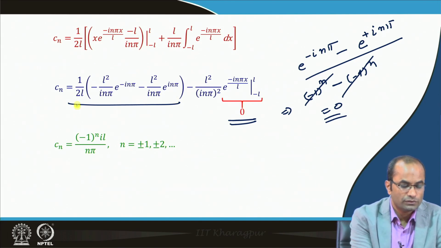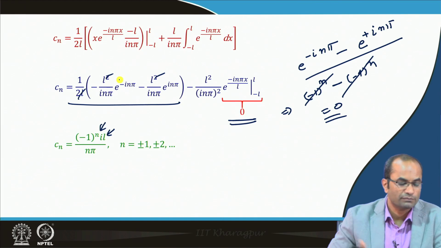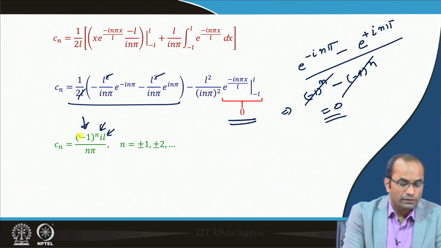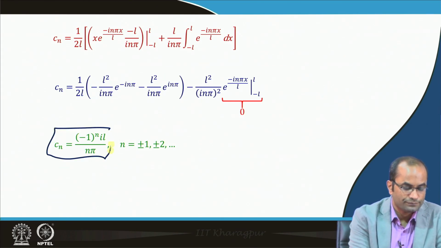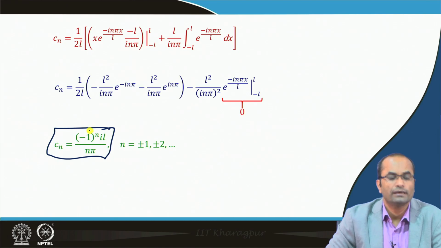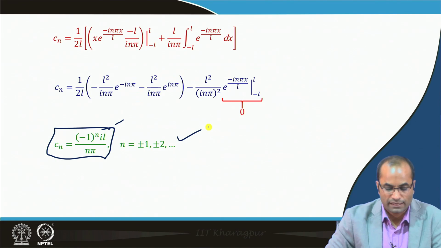Now we can simplify the first one. So, 1 over 2 L. This L will get cancelled with this L, and the i we can multiply and divide, so minus i square. So, both terms will become positive, and we have e power i n pi or e power minus i n pi, both are minus 1 power n. So, in very compact form we have this coefficient C n as minus 1 power n times i L divided by n pi, and n varies as plus minus 1, plus minus 2, etc.